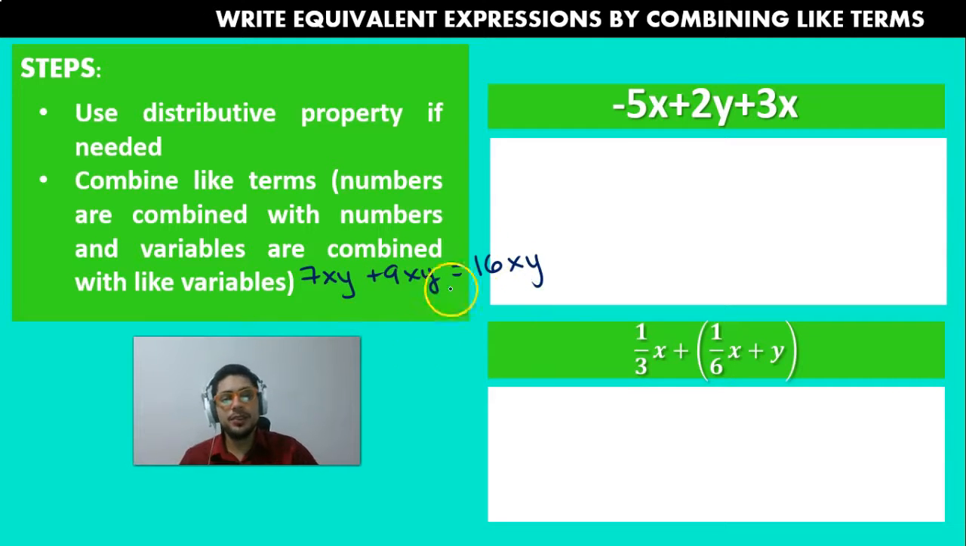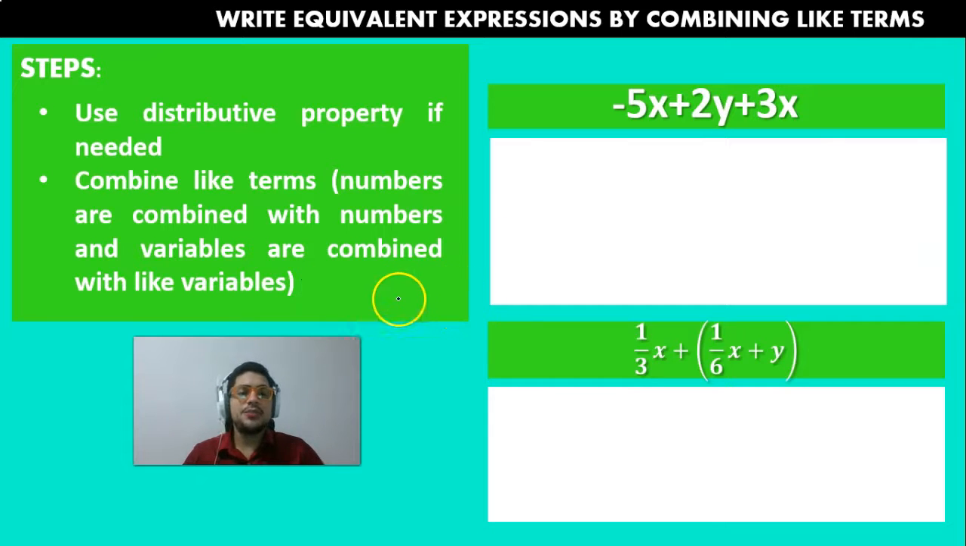Okay guys, very, very important. So now let's try tackling these two problems. We have minus 5x plus 2y plus 3x. Okay, so what terms are like terms here? We have x, we have y, and we have x. The only terms that are like terms are the x's, right? So we have minus 5x plus 3x plus 2y.